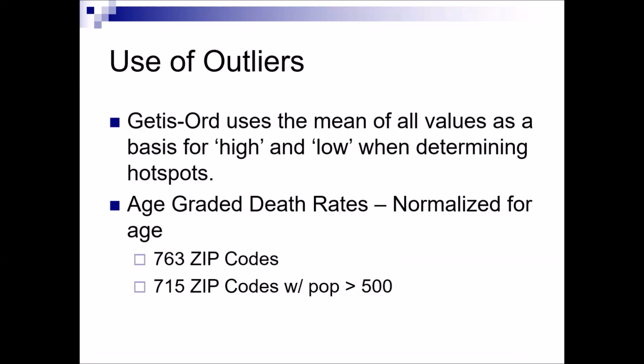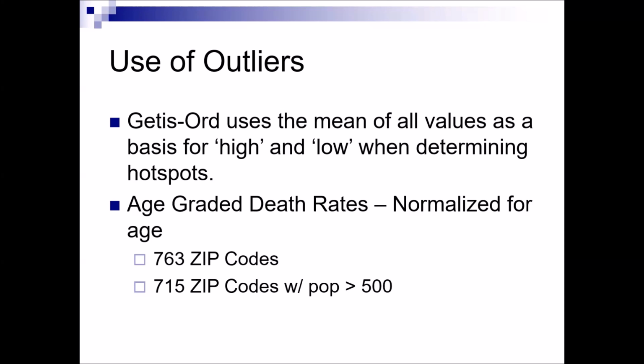Now, the first thing we look at here is the use of outliers. Okay, remember Geostats org. What's the definition of high and low? This is what we have here. Definition of high and low. What is it? What is the definition of high? Above the mean and below the mean, exactly.